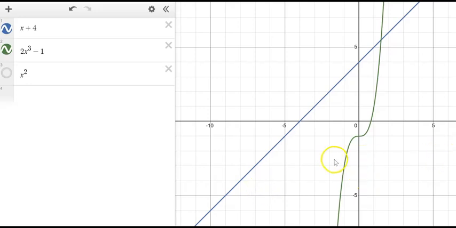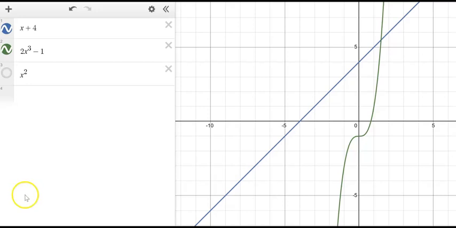Is it one-to-one? If I were to draw horizontal lines, yes, it would only pass through this green function one time. This is not constant right here. Even though I said earlier, if you zoom in, it is not constant. You just can't see the slope at this zoom. But if I were to draw horizontal lines, it's only going to pass through this one time. Therefore, 2x to the third minus 1 is a one-to-one function, and it has an inverse. We did find it earlier, and it's the cube root of x plus 1 over 2.